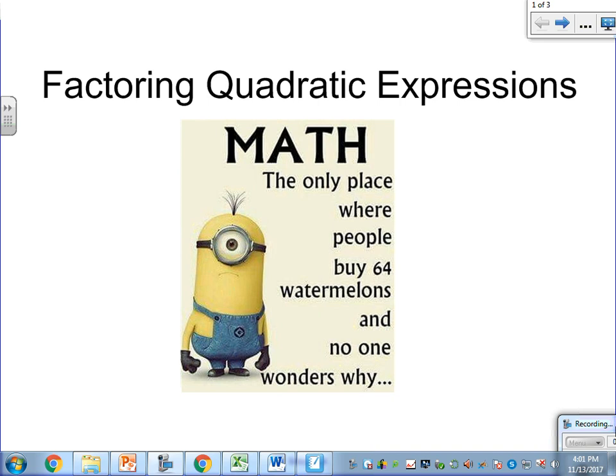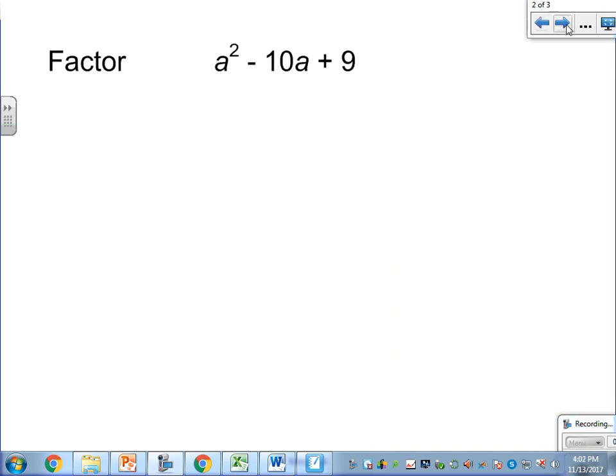Today's Monday, November 13th. And what I'm going to do now is show you guys some video examples on how to factor quadratics, which we've done in the classroom already, but I thought giving you guys some examples through a video would be good too. So let's take a look at our first example. It says to factor a squared minus 10a plus 9.